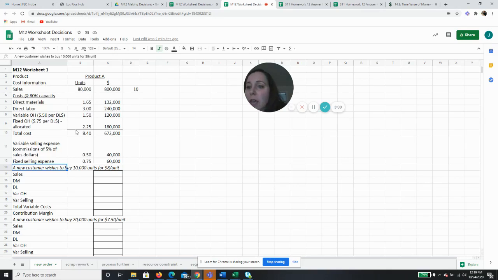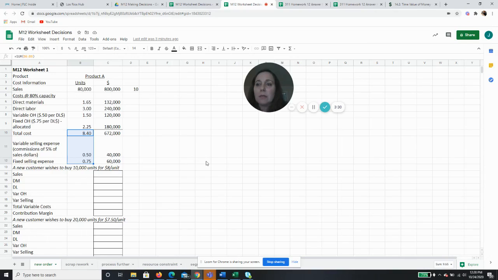So at first glance, we say, well, our product cost is $8.40. And if I add my selling and admin, that adds up to $9.65. So there is no way in heck that I can sell for $8 a unit. I'll be losing $1.65 per unit. But here's the thing.